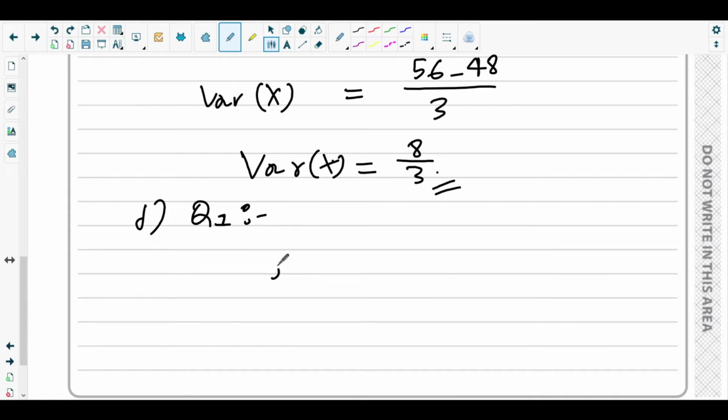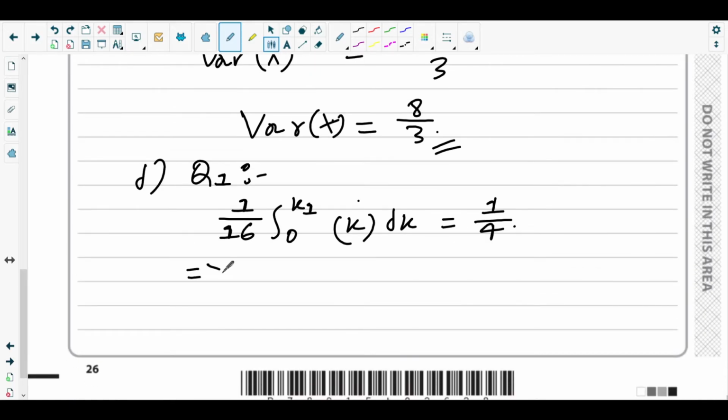So for part D, for Q1, it would be integration from 0 to x, where x is the Q1. Let's say x1. So it's ax. Take 1 over 16 outside the integral, and x is as it is, dx. It should be equal to 1/4, because lower quartile is 1/4 probability. So integrate it, you will get half of x squared. Upper limit is x1, lower limit is 0.